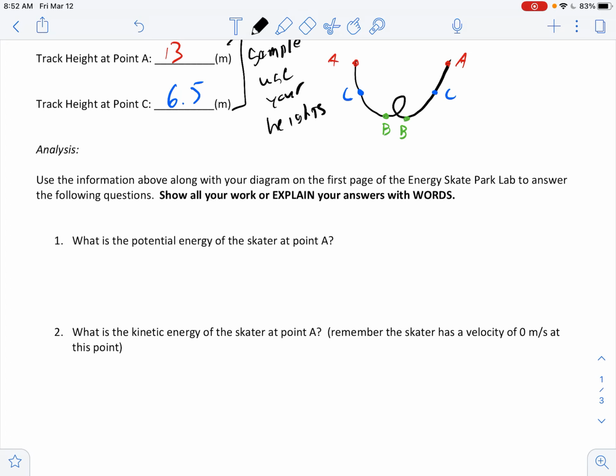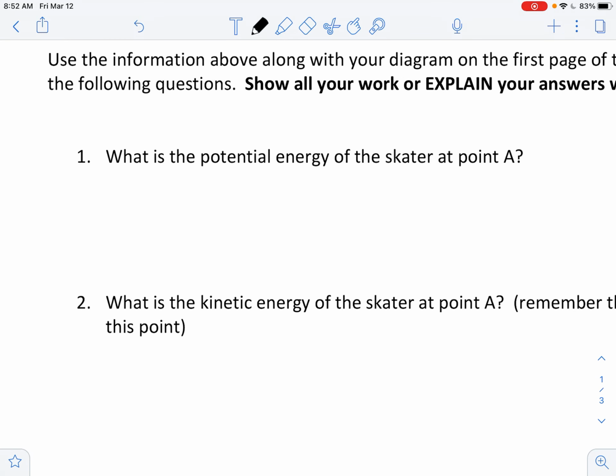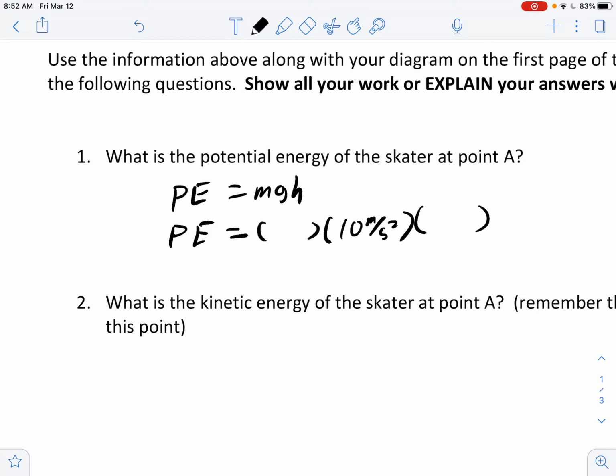Okay, so if you can compute potential energy for question number 1 at point A, potential energy is equal to mgh. So first I write my equation. Okay, so then you're going to take your mass times acceleration of gravity, whether you use 10 or 9.8, honestly, doesn't make any difference, times your track height, units of kilograms and meters. Use your mass, and use your point A height.